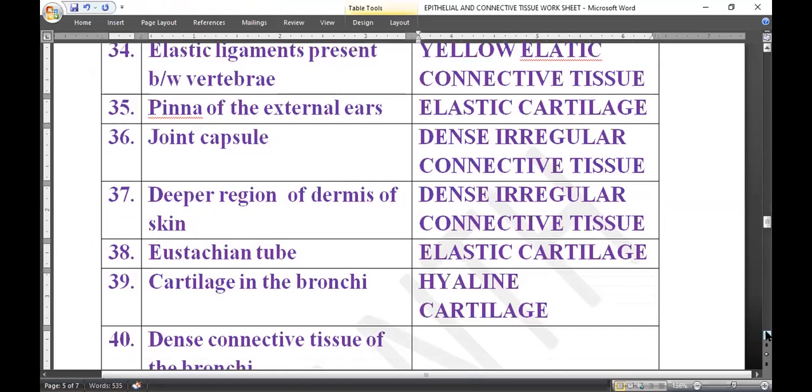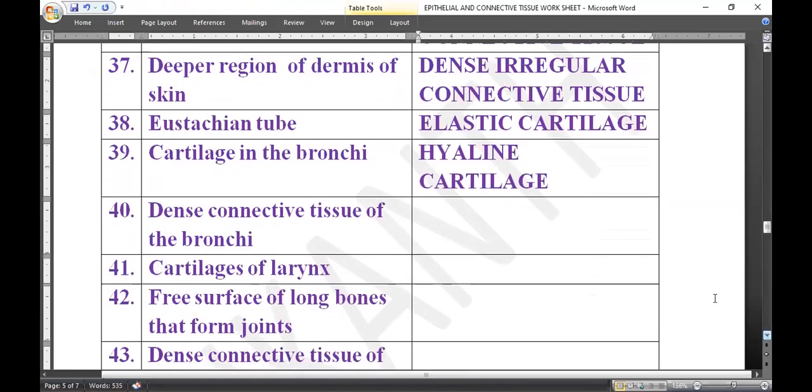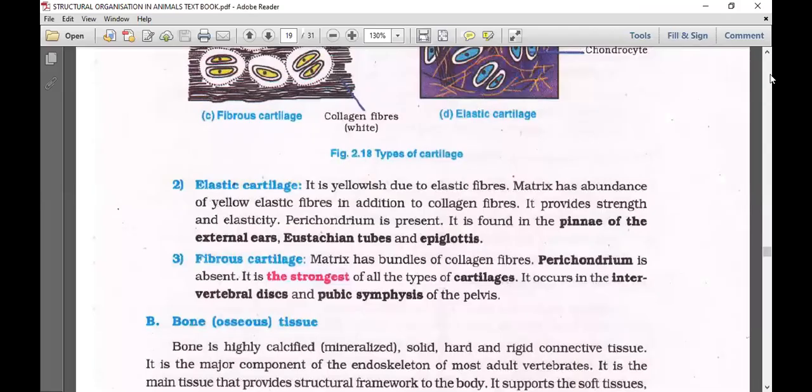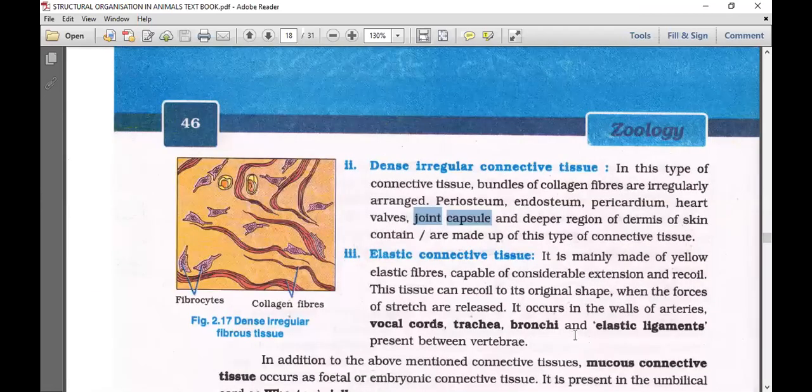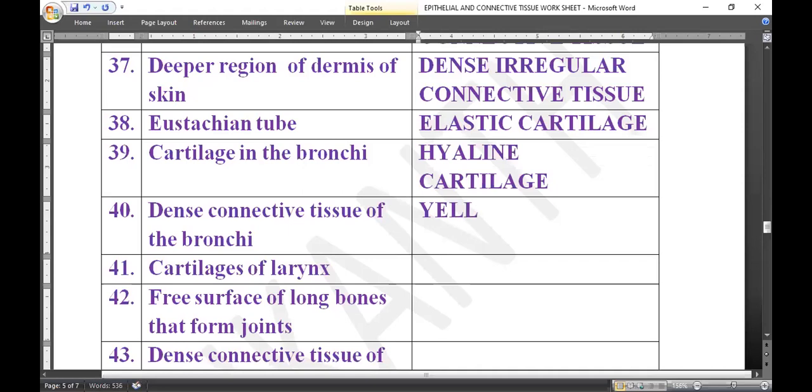Dense connective tissue of the bronchi. Here we have some confusion. There is a difference between the connective tissue and cartilage, and here we are talking about the connective tissue. So for dense connective tissue present in the bronchi, you need to answer yellow elastic connective tissue. Here you get confusion, that's why I'm saying it. Yellow elastic connective tissue.